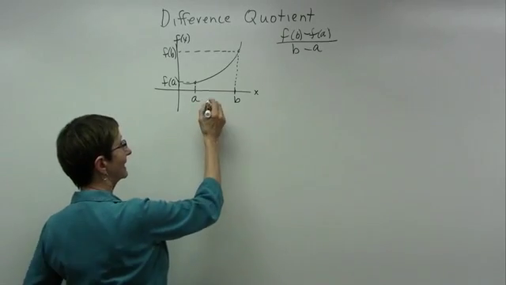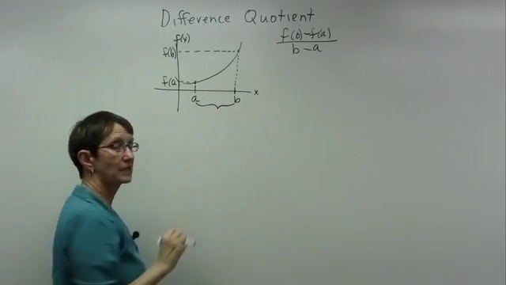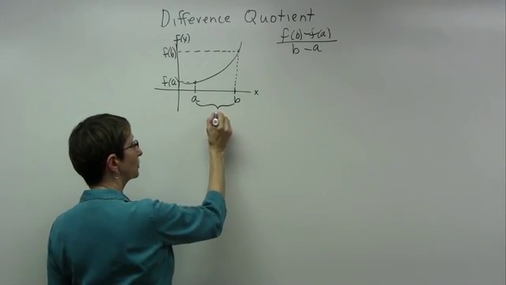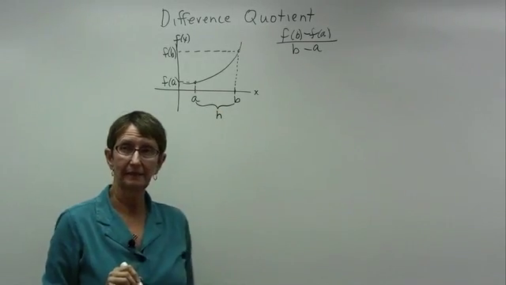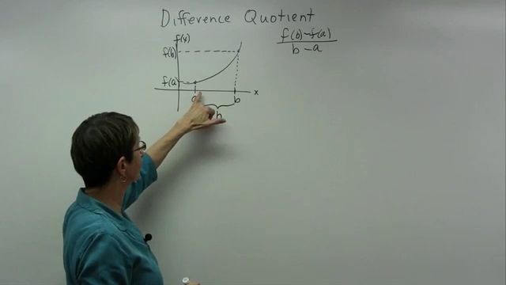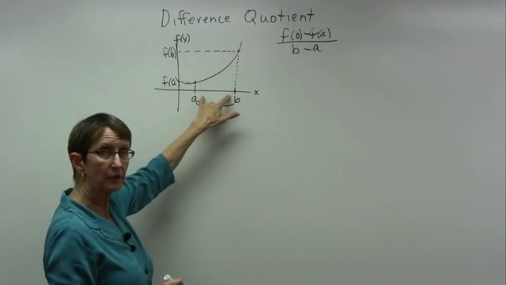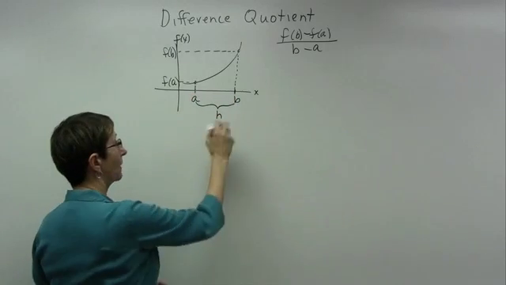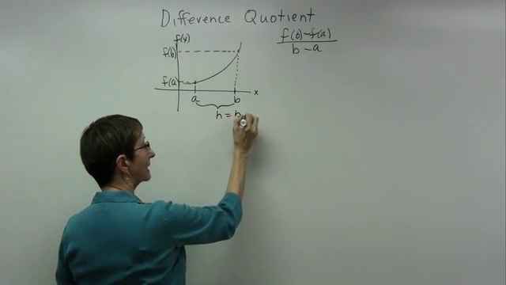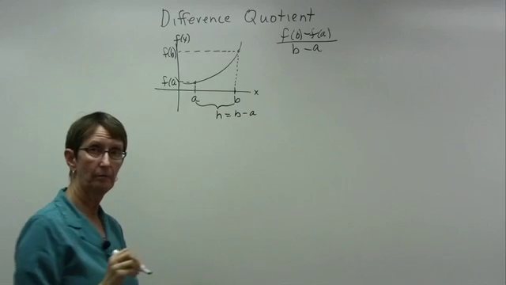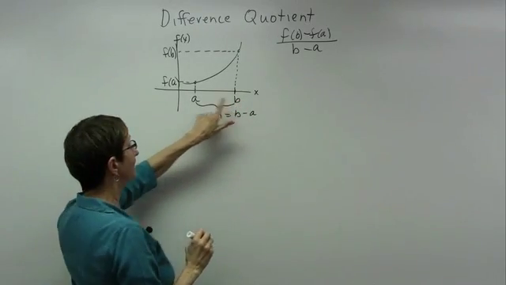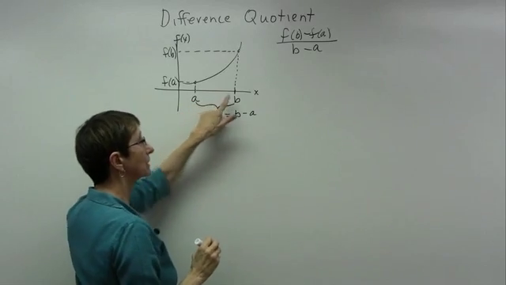I'm starting at A and I move a certain distance to get to B. Let's say that distance we'll call H. Now, if A is 2 and B is 4, the distance between them would be 2, so it would be 4 minus 2. So H is the same as B minus A, or B is the same as A plus H.